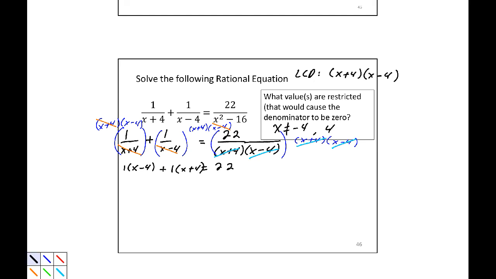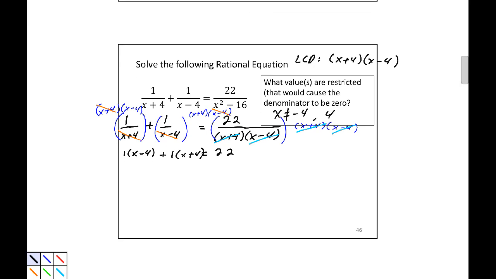All right, now this is a linear equation, so we can solve this. We'll have one possible solution. Distributing the 1 or dropping the parentheses, either will work. x minus 4 plus x plus 4 equals 22. This is 2x equals 22. And dividing by 2, we see that x equals 11.